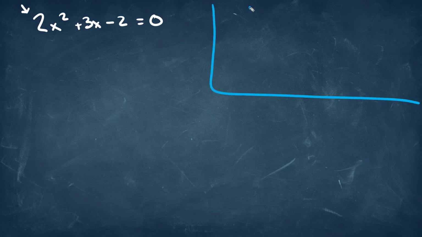Now let's take a look at 2x squared plus 3x minus 2 is equal to 0. Now because this has that 2 out in the front, we could do the same method that we did earlier. However, there is something quicker that we can use, and this is called the quadratic formula. What we'll do is put a letter associated to each one of these numbers. We'll put A, B, and C.